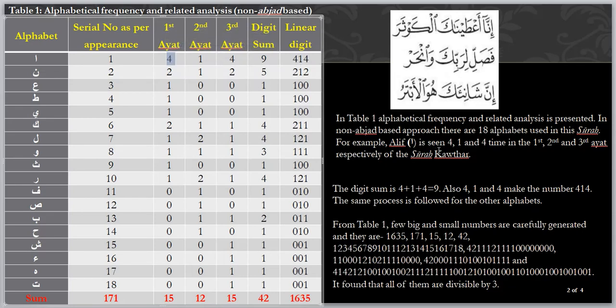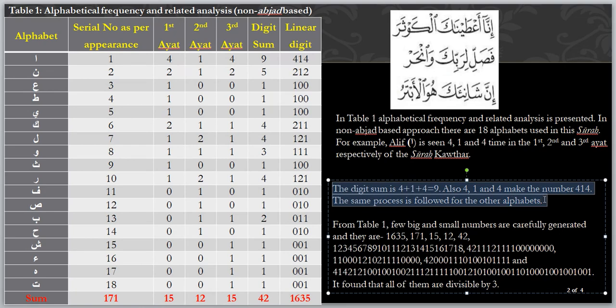In the second ayat, we see that it is only 1 time. Fasalli li rabbika wanhar. Here after waw, we see Alif. And in the last ayat, inna shani'aka huwal abtar, Alif has appeared 4 times also. Here is 1, 2, 3, and 4. So in total Alif appeared 4 times in ayat number 3. If we add these three values, 4, 1, 4, we get 9, and if we place them one after another, the number is 414. So these things are shown here.